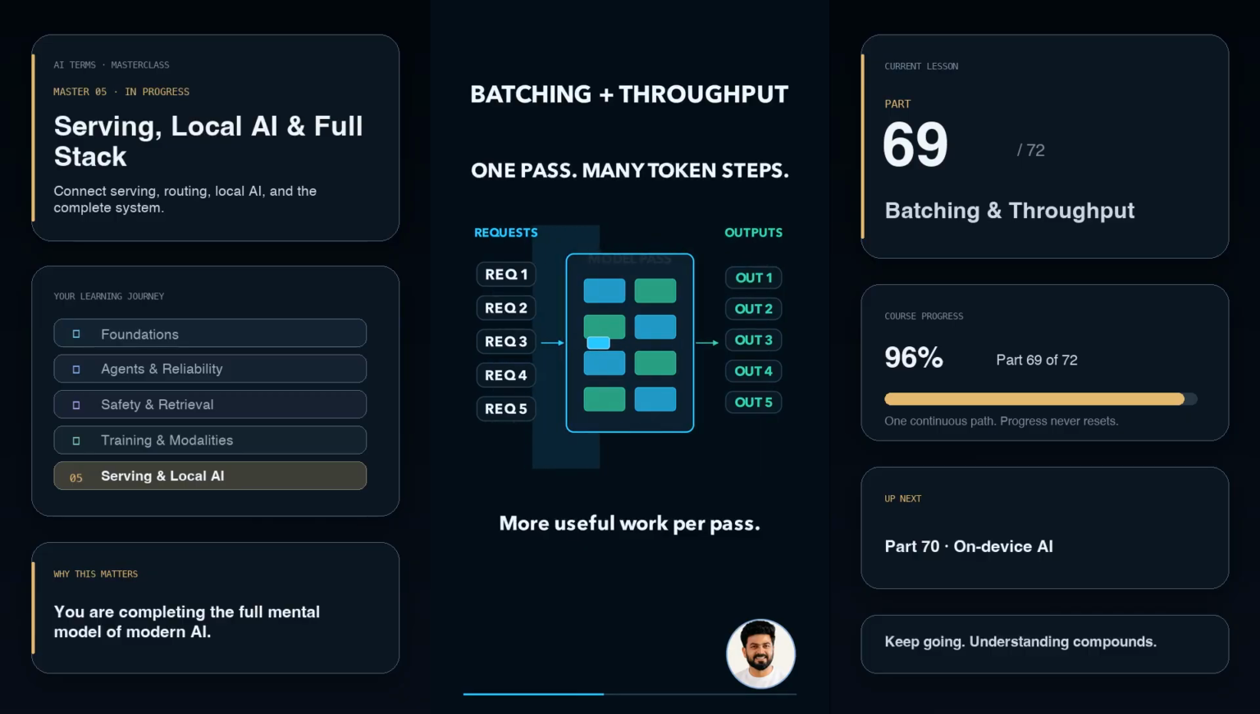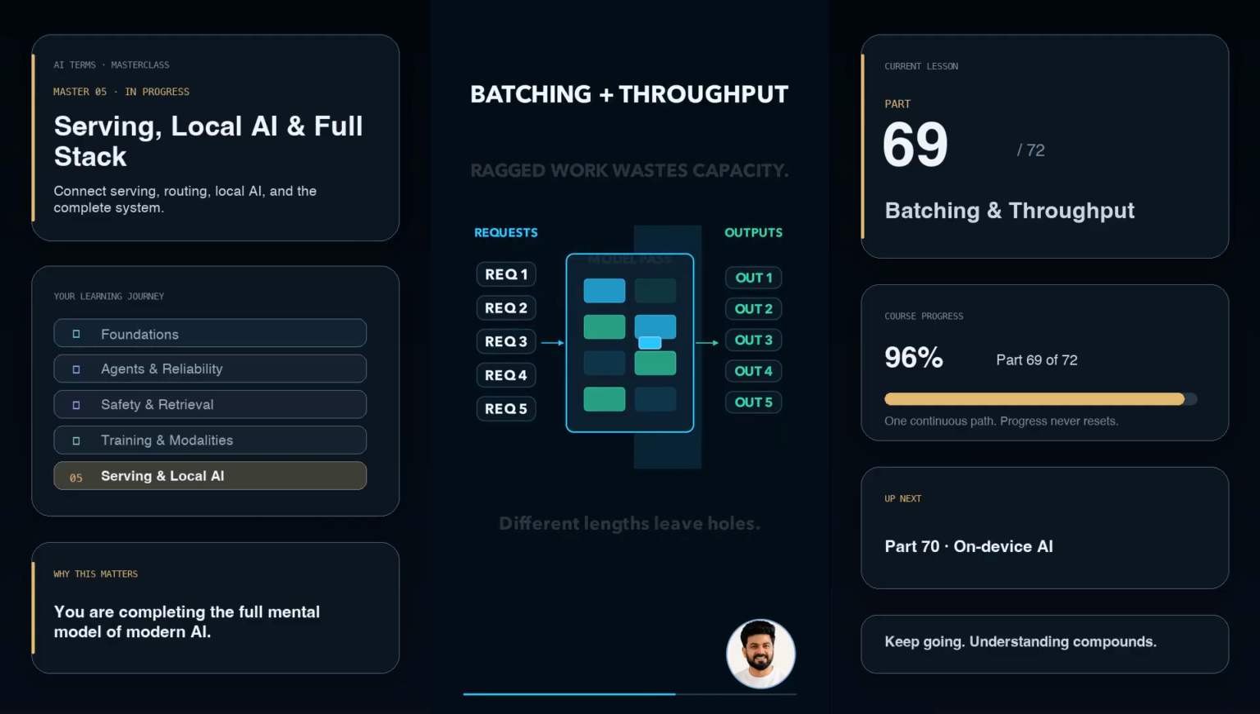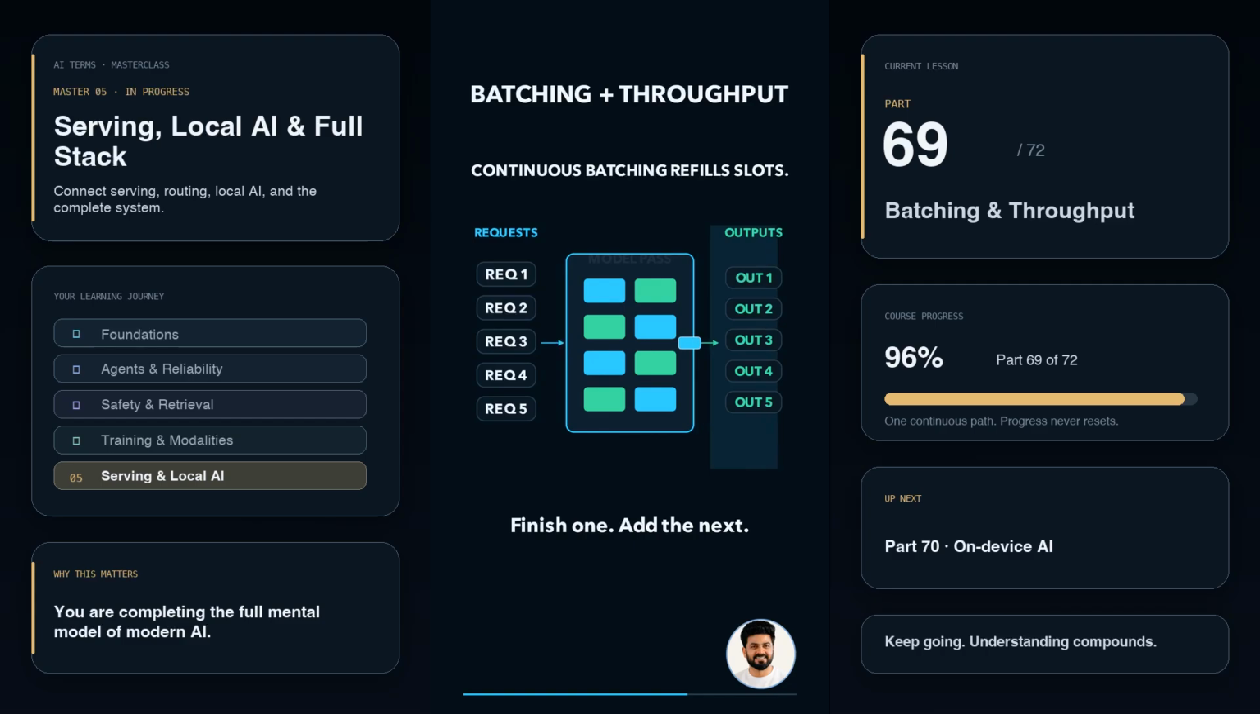The hardware does more useful work per pass, so total throughput rises. But bigger batches are not always better. Waiting to fill a batch can increase latency. Requests also have different prompt lengths and finish at different times, which wastes capacity, but continuous batching removes finished requests and adds new ones while generation continues.